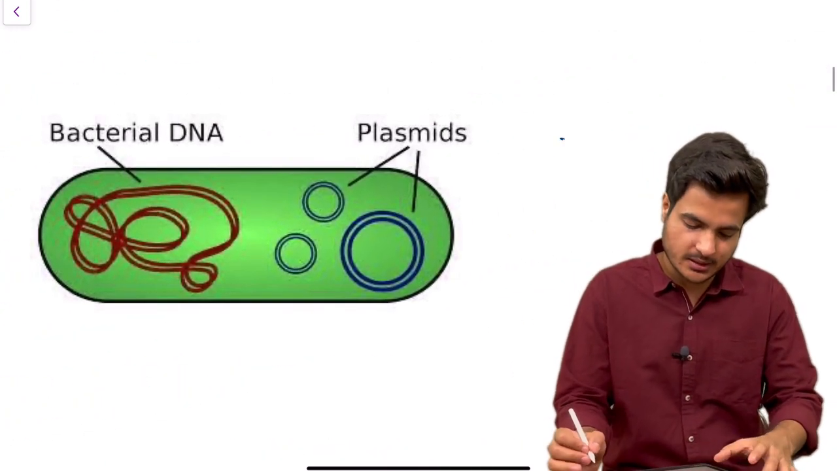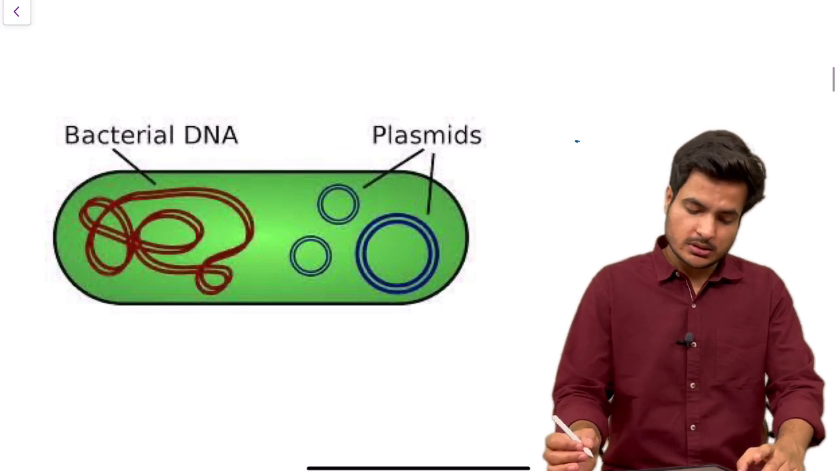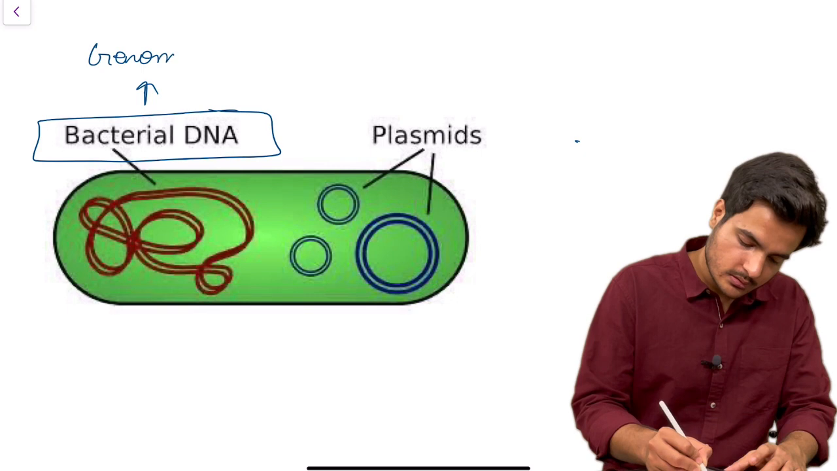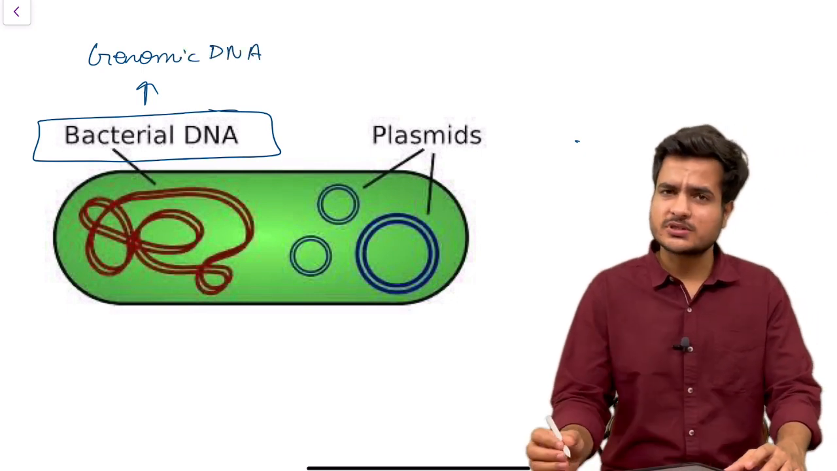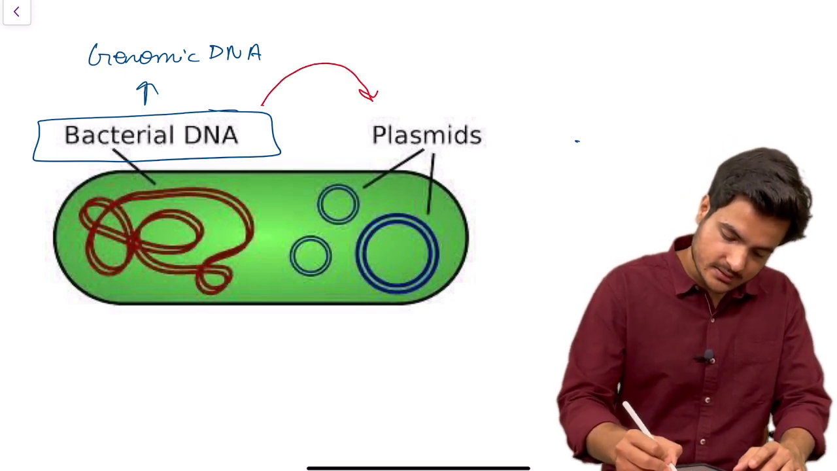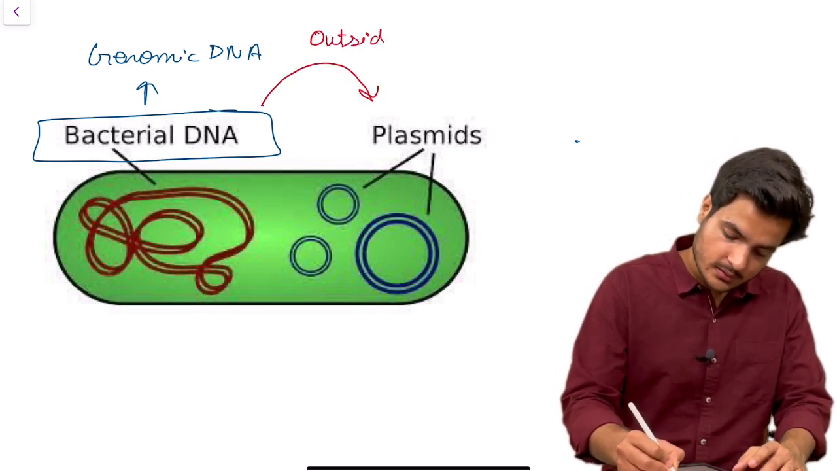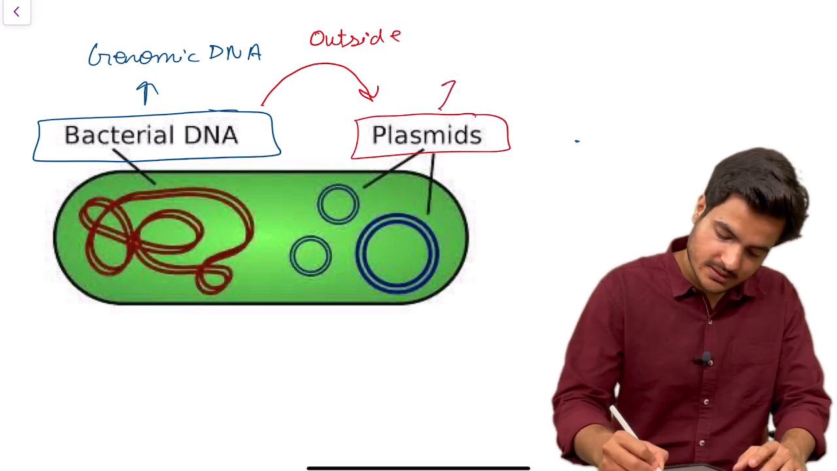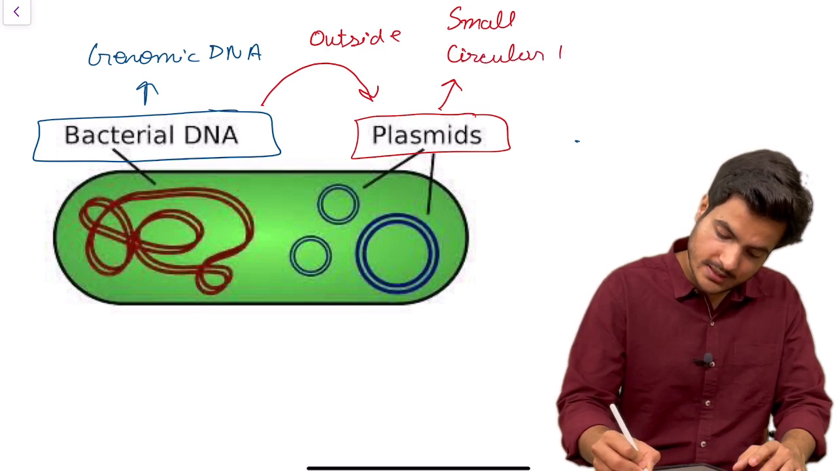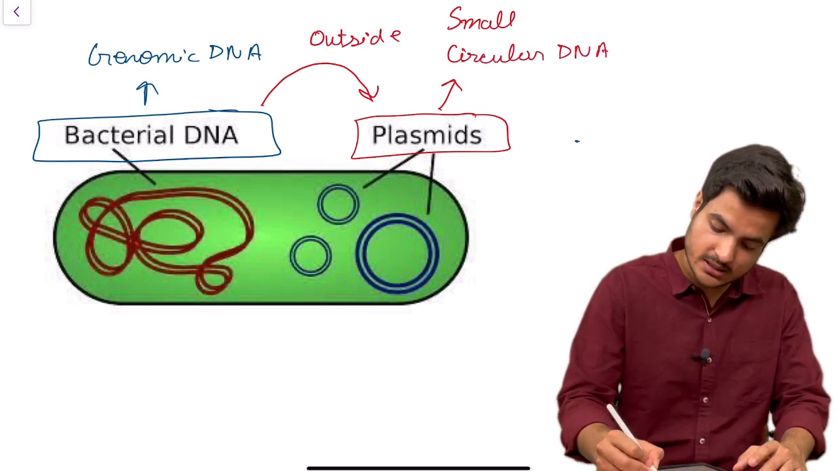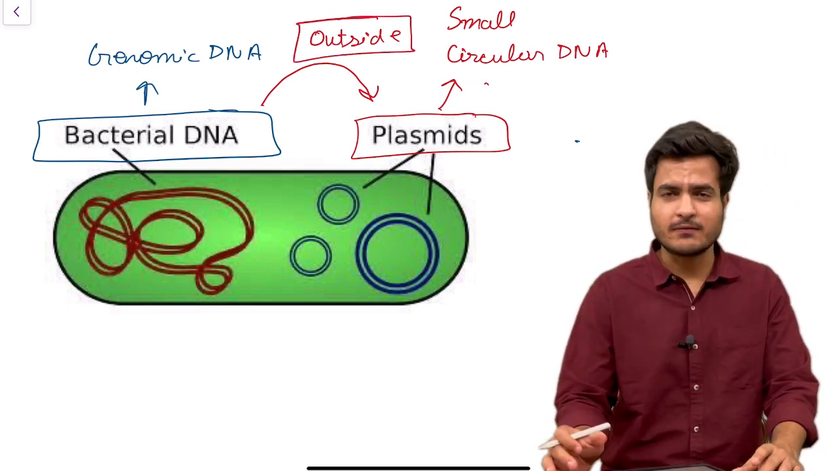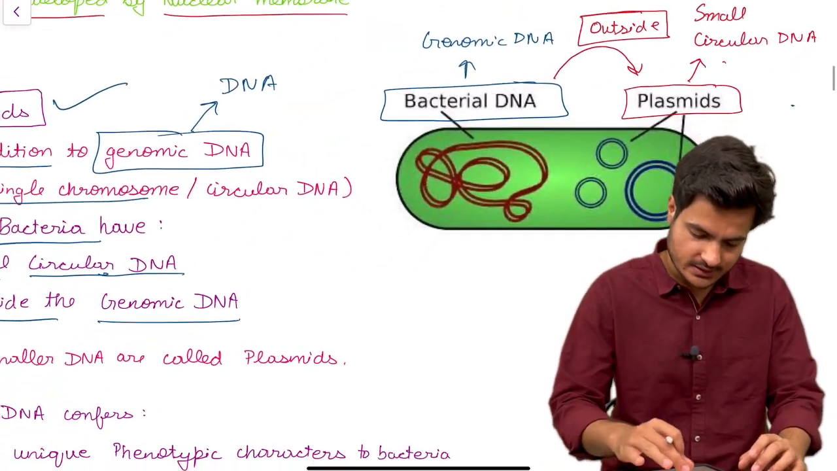So let's see a typical bacteria. Here is the bacterial DNA, which is the genomic DNA, which contains all the genetic information of a bacteria, and in addition to this, outside this genomic DNA, there are plasmids. Plasmids are small circular DNA fragments which are present in the cytoplasm outside the genomic DNA. So what are the uses of these plasmids and why are they present in a bacteria? Let's study this.